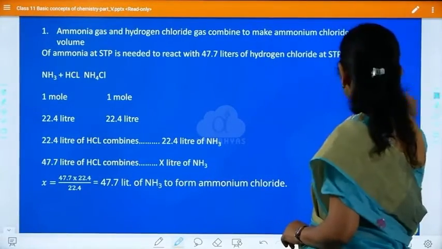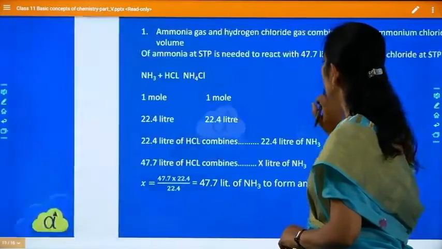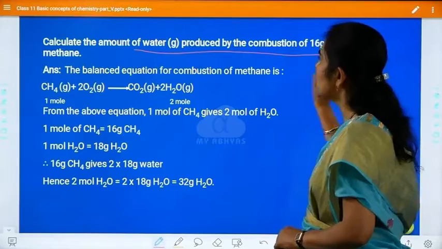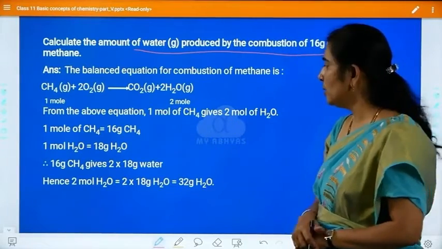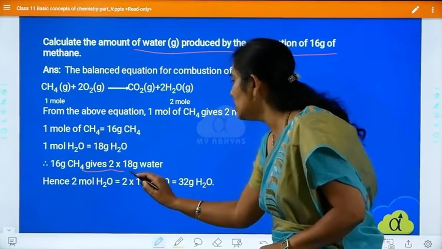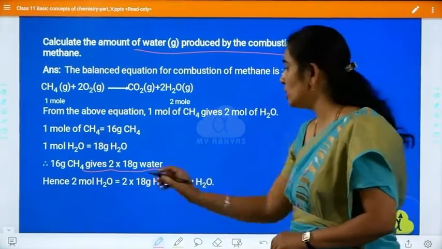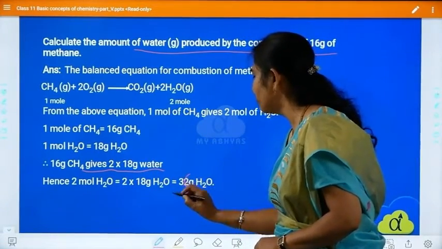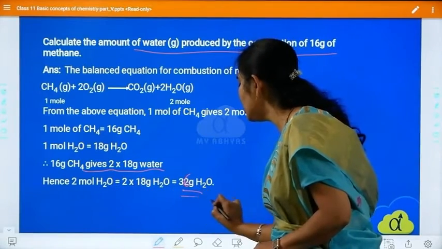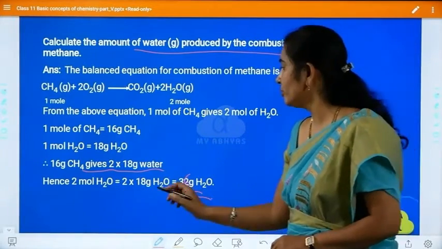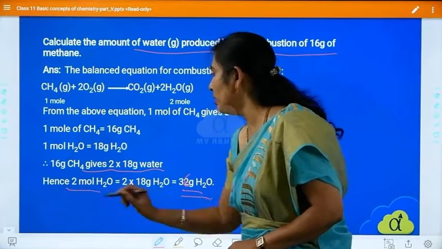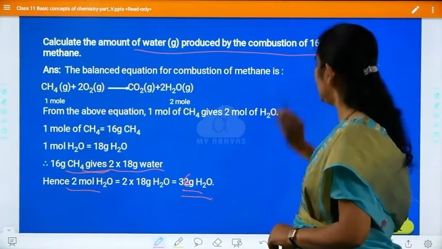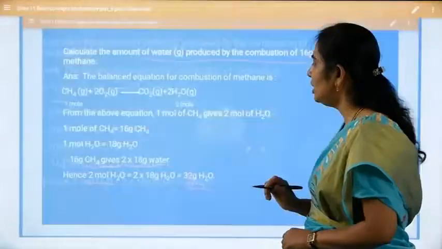So like this you can calculate. See, the question asked is the amount of water produced by the combustion of 16 gram of methane. So 16 gram of methane produces 2 moles of water. What is the meaning of 2 moles of water? 2 into 18, that means 36 gram. So 16 gram of methane gives 36 gram of water. See, that is the meaning, you can tell easily.